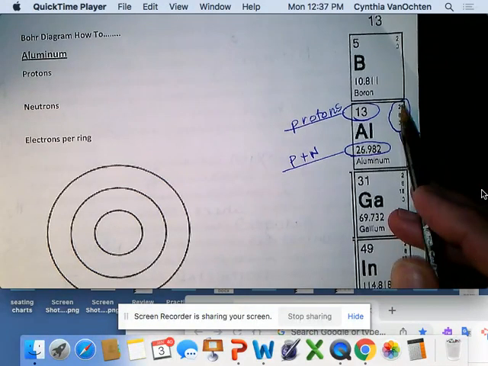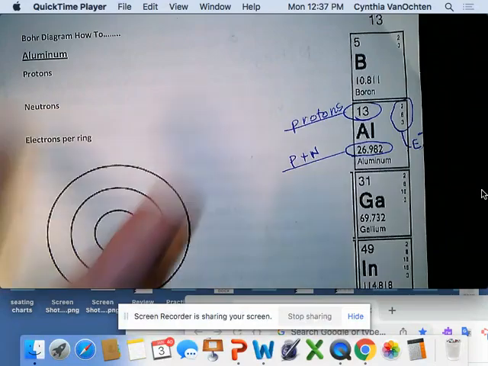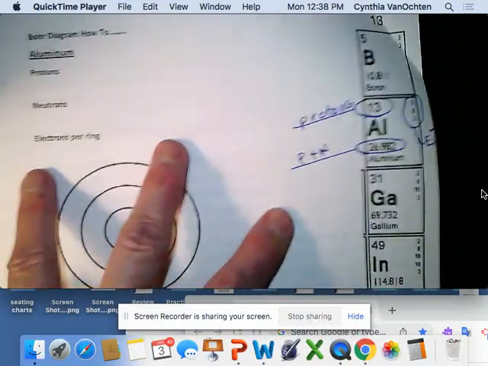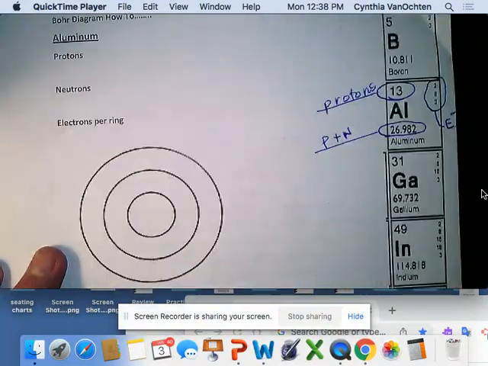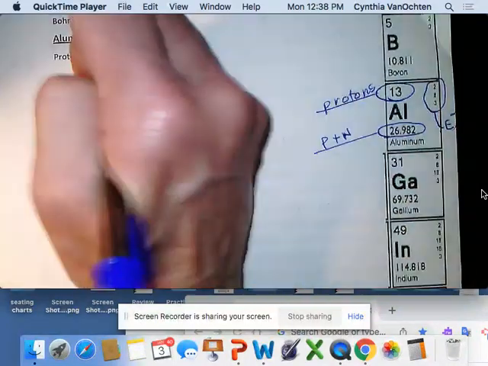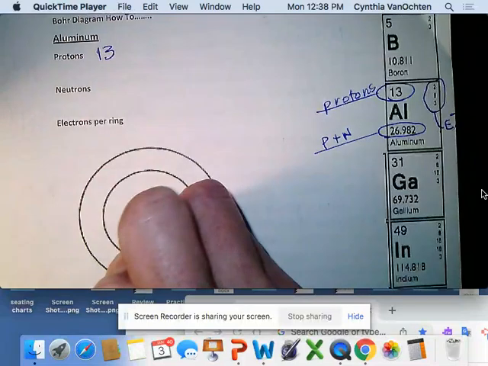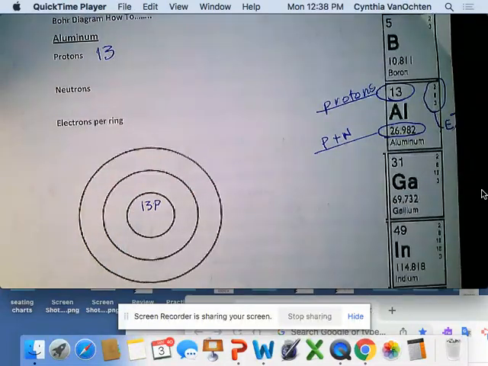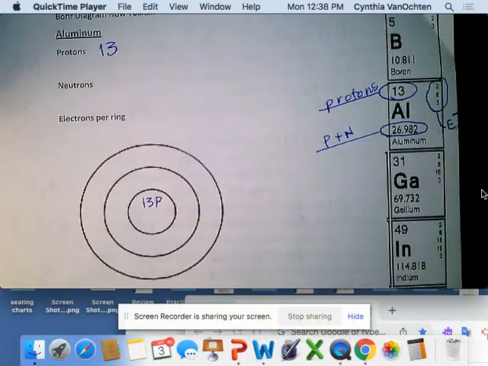Okay, these are the electrons per ring. So let me show you how to do the Bohr. If you got stuff wrong on this assignment, this is how you do it. So your protons would be 13, and then you would write 13p in the nucleus. Your neutrons, this is the only thing you have to figure out, and we did this at the beginning of the year.